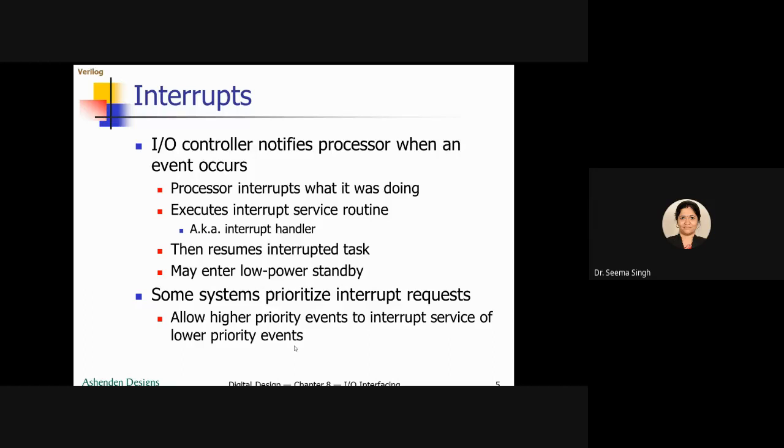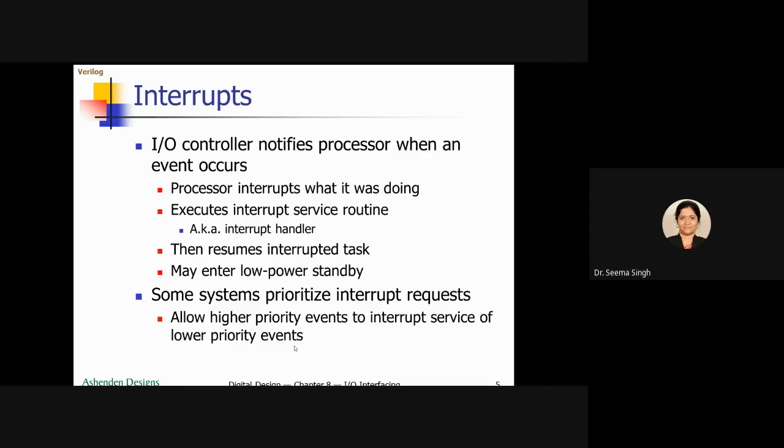So if you have more than one IO controller, what will happen? Then the system will prioritize interrupt requests. For example, if I have 5 devices connected, I have 5 IO controllers, so the processor will prioritize these 5 devices.